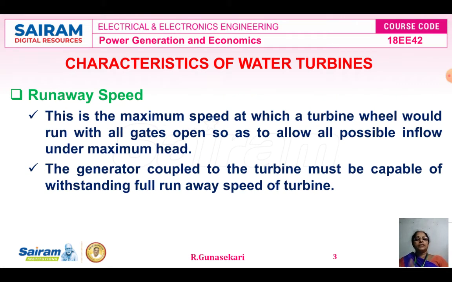The next characteristic of water turbine is the runaway speed. The runaway speed is nothing but the maximum speed at which the turbine wheel would run with all gates open. So it is used to allow all possible water inflow under maximum head. Maximum head means above 300 meter water head. The generator coupled to the turbine mechanically must be capable of withstanding the full runaway speed of the turbine. So the runaway speed is nothing but the maximum speed.